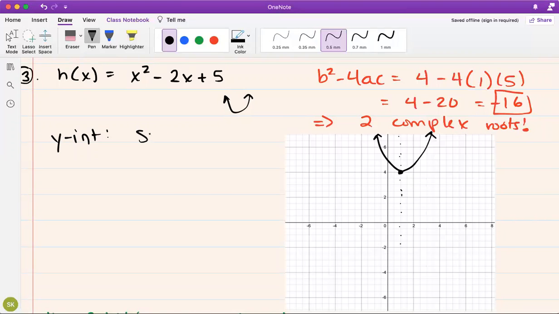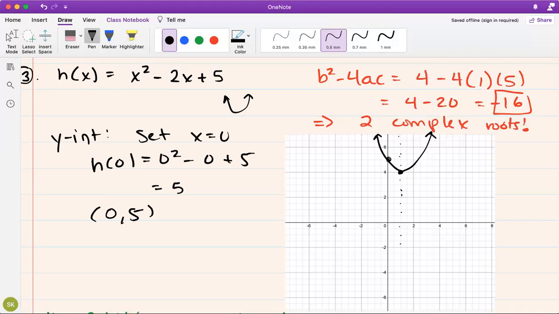That means we set x equal to 0. If you put 0 in here, you'll get that h of 0 is equal to 0 squared minus 0 plus 5, which is 5, which tells us that we go through 0, 5, which I've already put here, and then that would mean we'd go through this point on this side as well. So that would give us a better sketch of the graph. And you can see we don't cross the x-axis at all. Okay, so we're done with this problem.